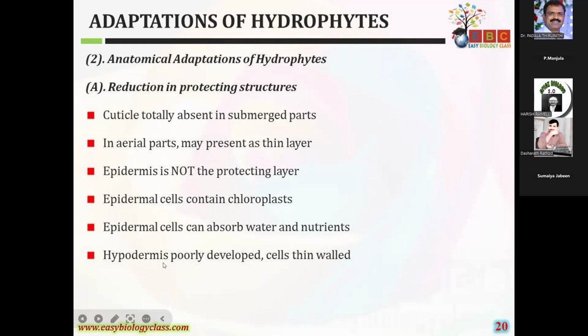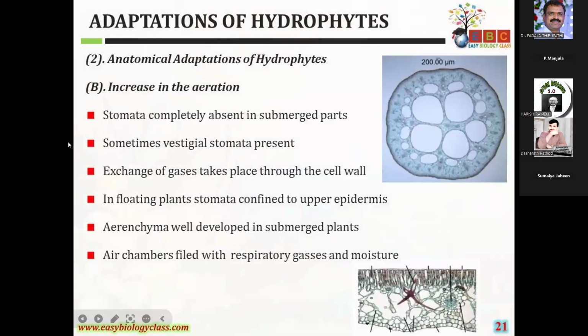Next one is the hypodermis. Here the hypodermis is poorly developed and cells are thin walled, that is, it is made up of parenchymatous cells. Next one is the increase in aeration. Stomata are completely absent in submerged parts, and sometimes vestigial stomata, that is, non-functional stomata, may be present, and exchange of gases takes place through the cell wall. In floating plants, stomata are confined to the upper epidermis only.